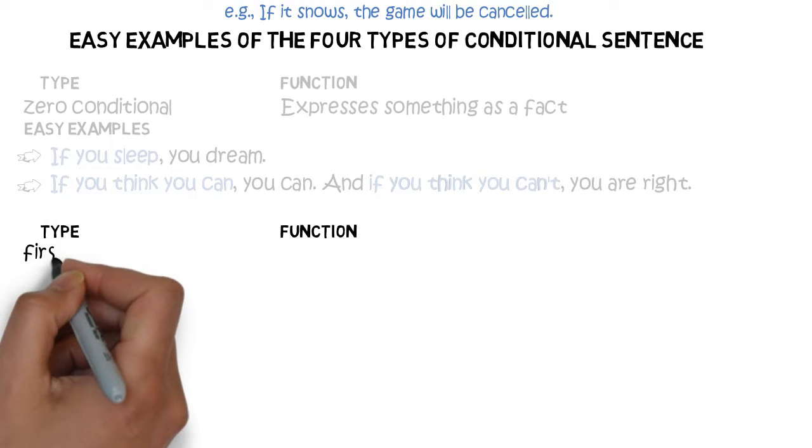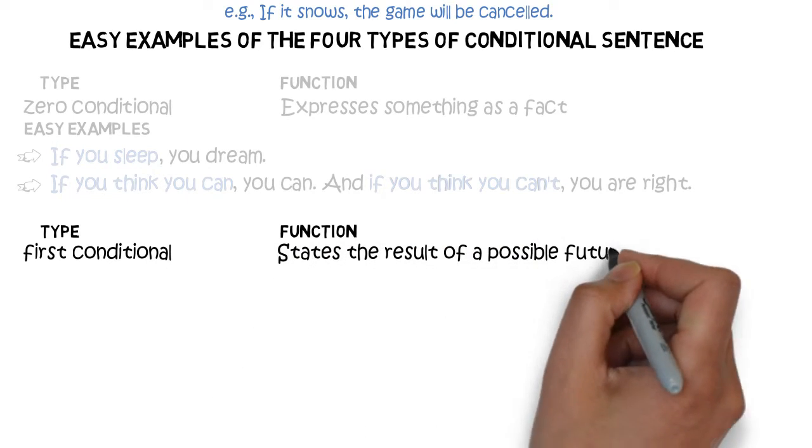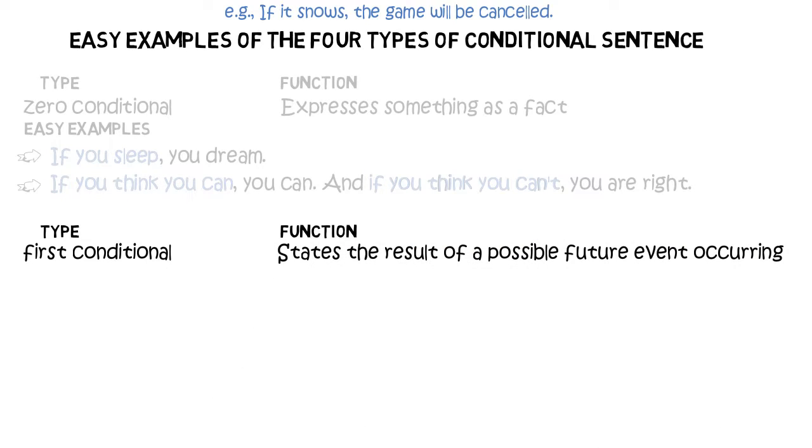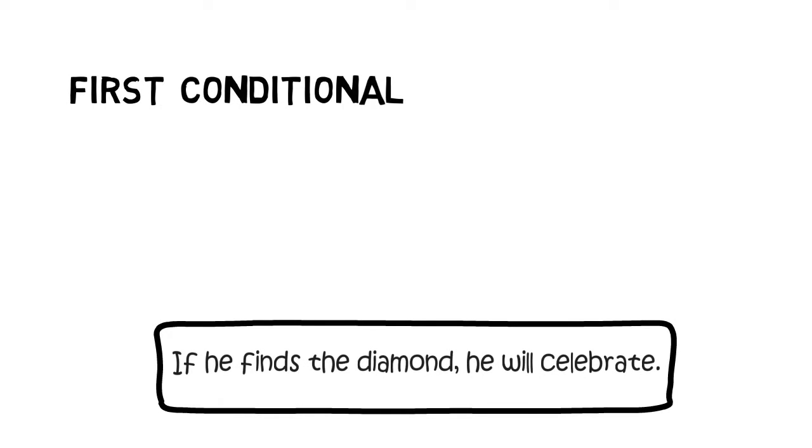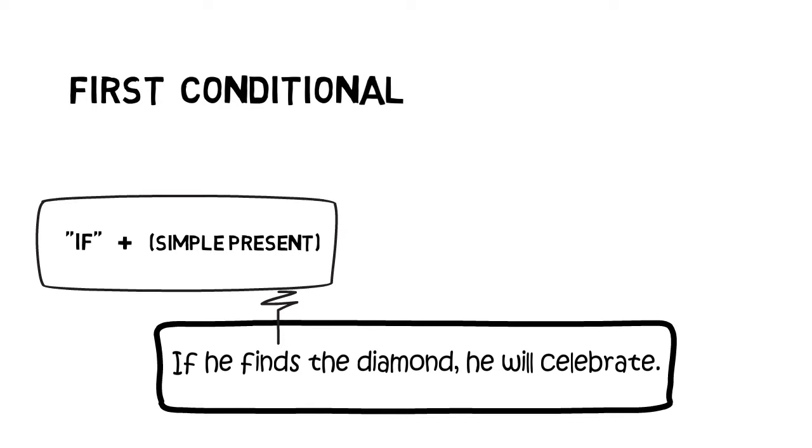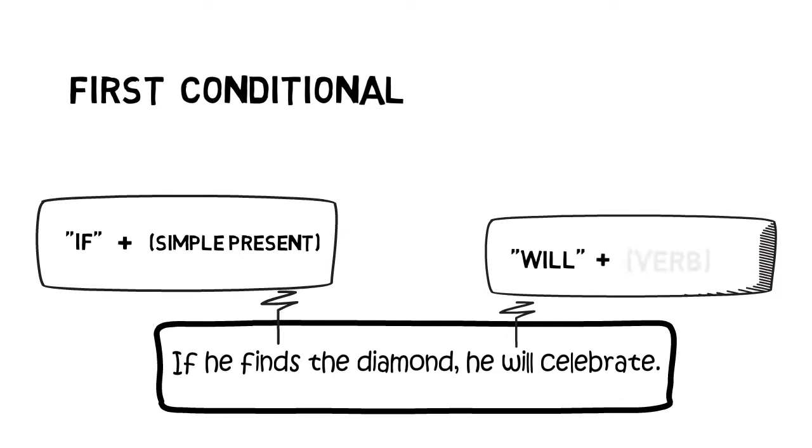Next, let's look at the first conditional. This states the result of a possible future event occurring. Let's look at an example and the structure. If he finds the diamond, he will celebrate. So the if clause is the same, if plus the simple present, but this time we have will in the main clause, so will plus the verb.